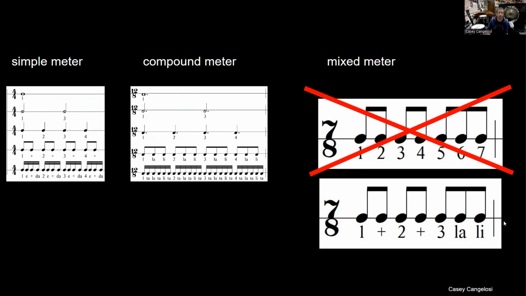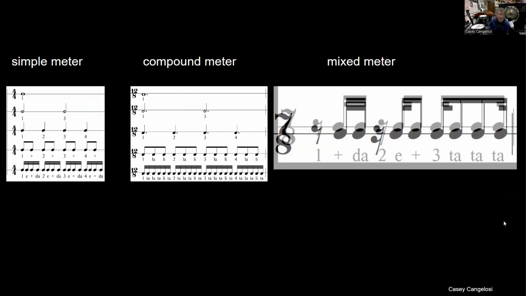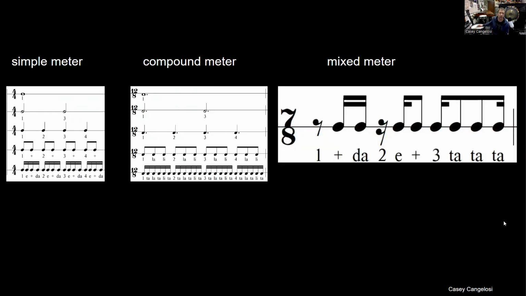So you can count this 1 and 2 and 3 la li. That's extra cool because it works for 7/8, but also works for this meter. We'll talk about meter a little more in just a second. So you would play this 1 and a 2 e and a 3 ta la ta li ta. Again, you would go 1 and a 2 e and a 3 ta la ta li ta.